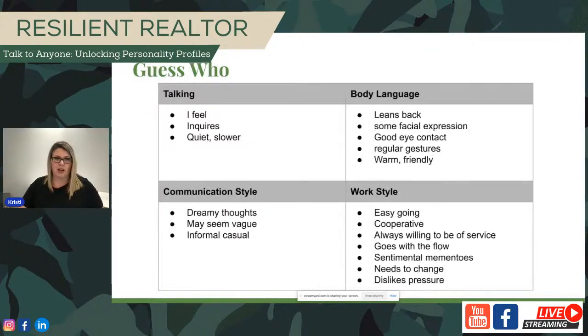So this one should be pretty obvious who we're talking about next. They're definitely people directed. Feelings are involved. They're a little bit more reserved. So they're going to have a softer tone, a more quiet tone. They're going to make great eye contact. They just feel good to be around. So I want you to think warm and friendly, very cooperative, more kind of go with the flow.